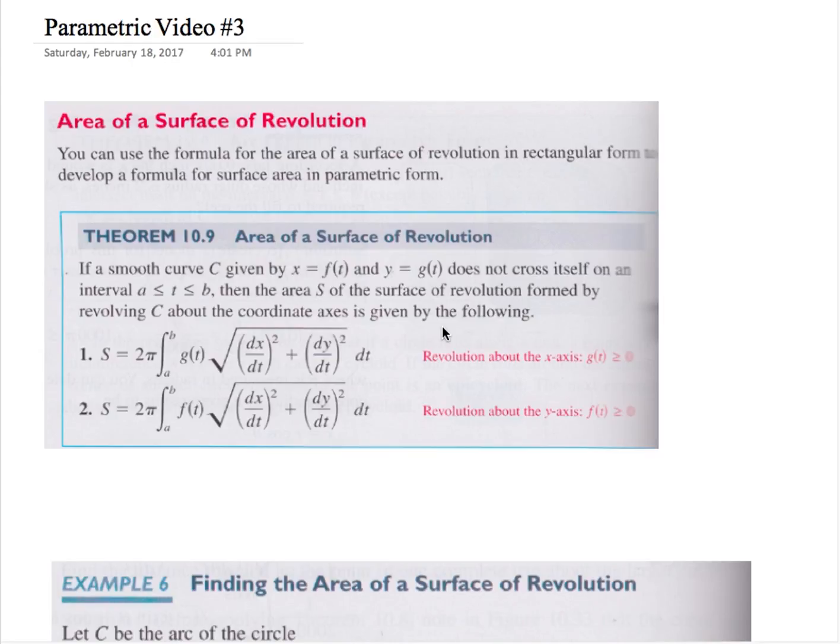I think surfaces actually are easier in parametric coordinates than they were in normal Cartesian coordinates. We'll see if you agree with me after this example, but I think you definitely will. So let's see what happens here. It says in the book you can use the formula for the area of the surface of revolution in rectangular form to develop one in parametric.